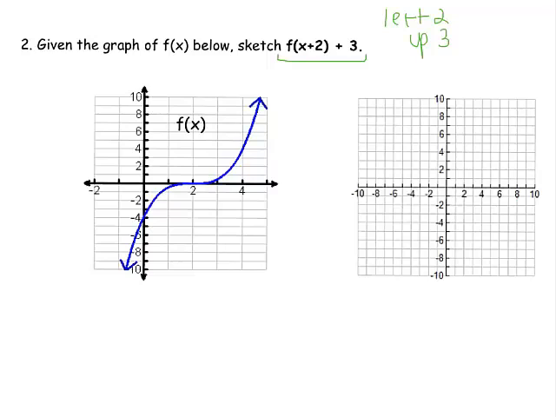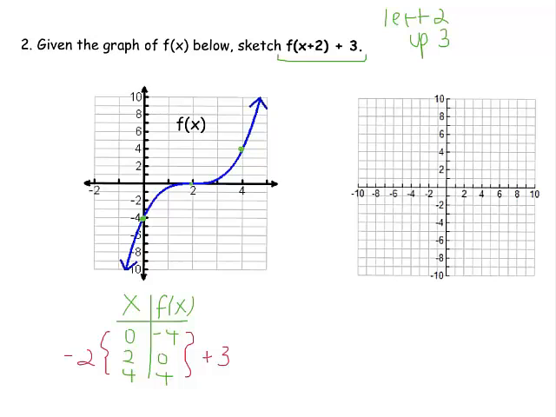Okay? So there's a bunch of different ways you can do this. I personally like to make a little table. So if I look here, I've got the point 0, negative 4. I've got 2, 0 here, and then I have 4, 4. Okay? Now, if I want to move left 2 and up 3, that means that my x values, I'm going to take away 2, and with my y values, I'm going to add 3.